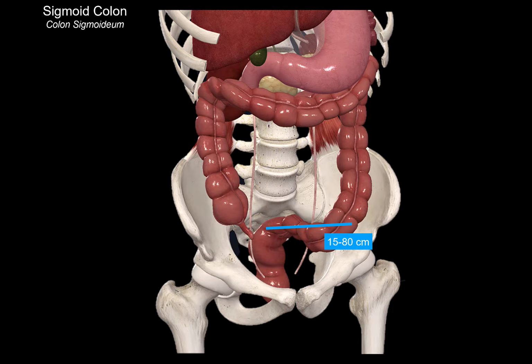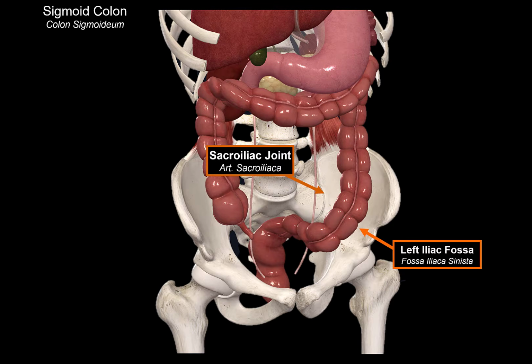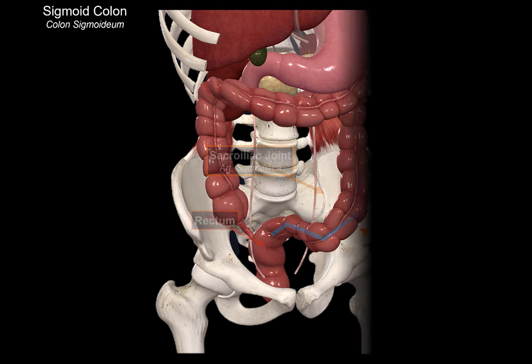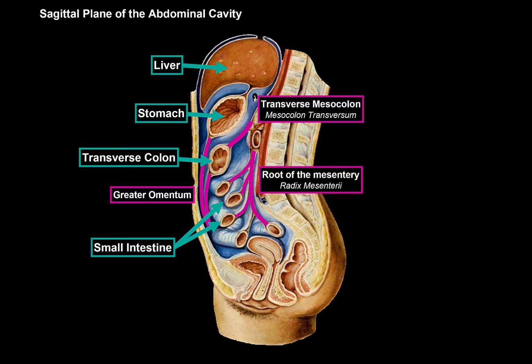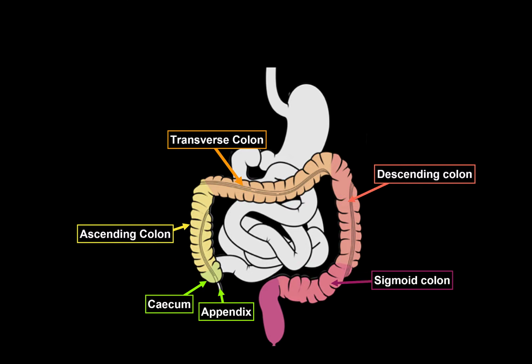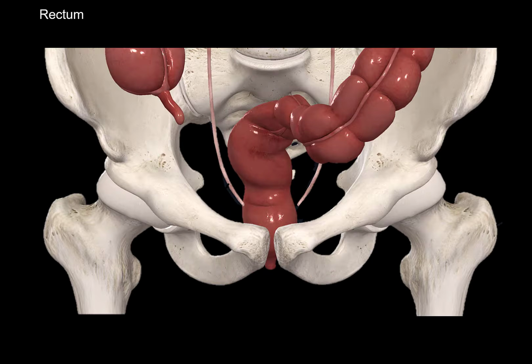So a huge part of the sigmoid colon lies in the left iliac fossa. It goes downwards, and then at the level of the sacroiliac joint, it bends backwards and then continues to then become the rectum. So let's make a vertical section again and look at a sagittal section of the abdominal cavity. Remember, we already went through all of these structures, but the sigmoid colon, which is down here, you will find it being fixated to the posterior abdominal wall through the root of mesentery, together with the small intestine. So that was the sigmoid colon. Next we have the rectum, and so let's start by looking at it anteriorly, right here.